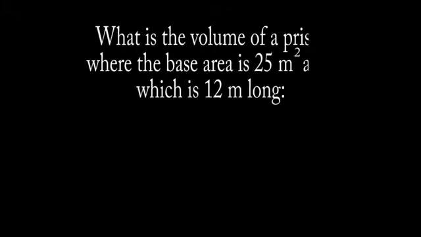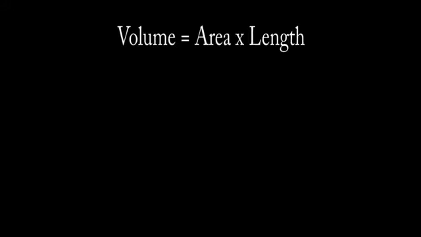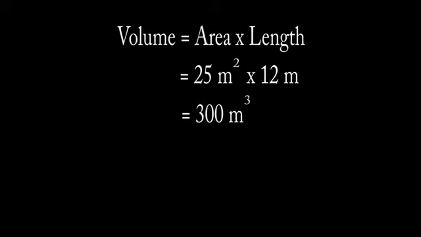To find the volume of the prism, the formula is area times length. Example number 1. What is the volume of a prism where the base area is 25 square meters and which is 12 meters long? Let's substitute to the formula: 25 square meters times 12 meters is equal to 300 cubic meters. Now we go to pyramid.